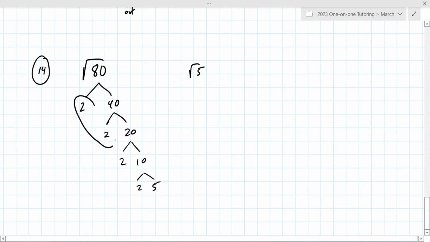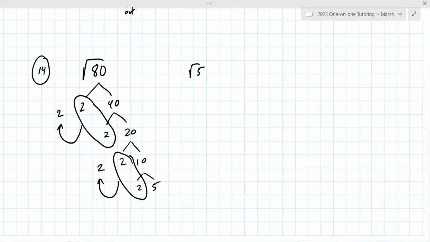Okay. Did you circle a pair of 2s? Mm-hmm. So what comes out? A 2 comes out. What about this other one? What comes out? 2. Okay. So what goes on the outside? 2 and 2. Oh, so that would be 4. Okay, so 4 square root of 5. Yes. Very good.